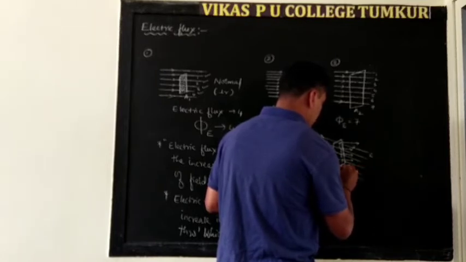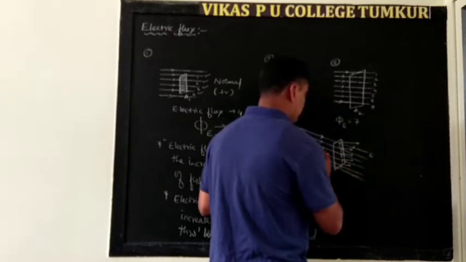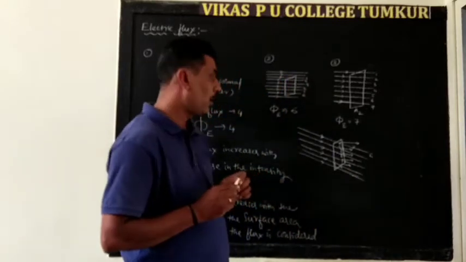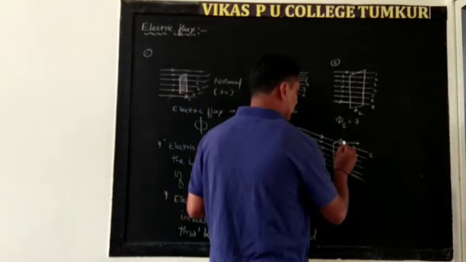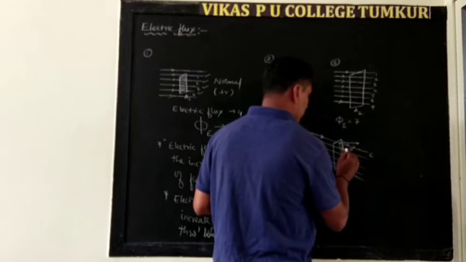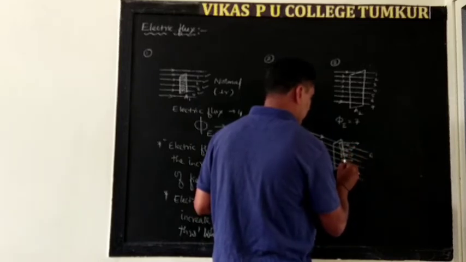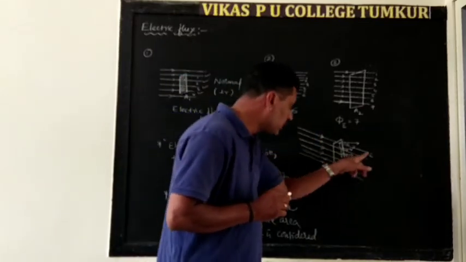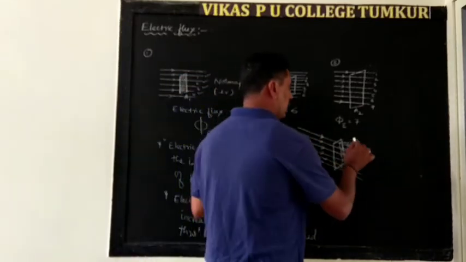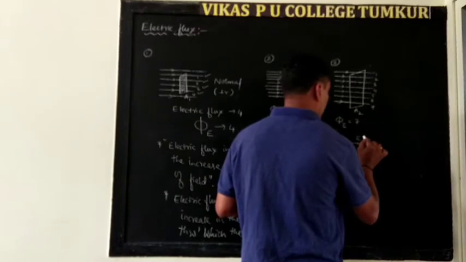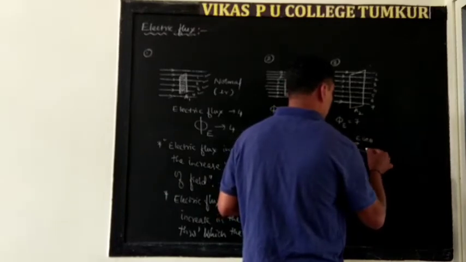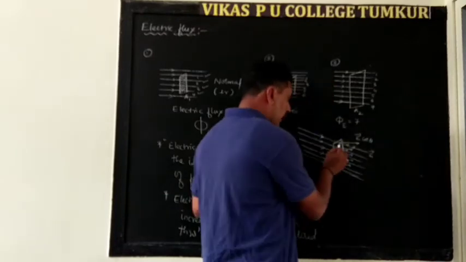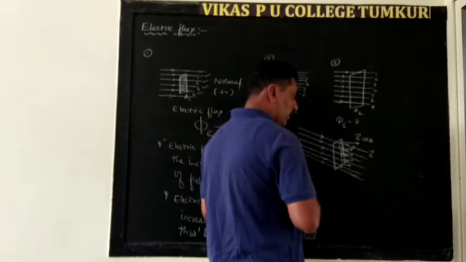These are two mutually perpendicular lines intersecting like this. I shall call this angle theta. This angle will also be theta. These are all angles theta. I will resolve this component E into E cos theta along the horizontal and E sin theta along the vertical. I will not write the vertical component.